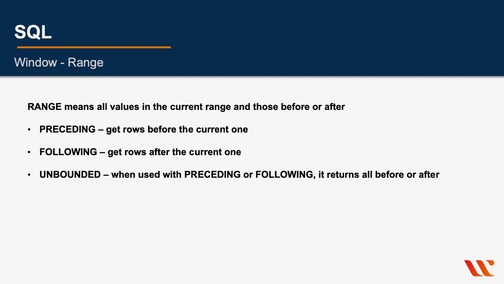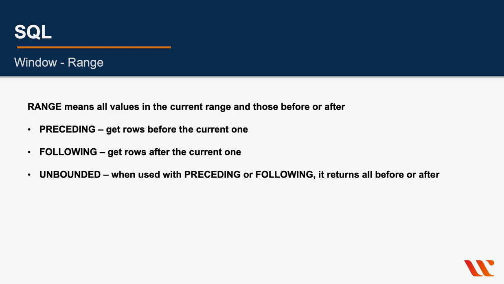Now so far we looked at rows, but what about range? So range means all the values in the current range and those before or after, including the gaps. So preceding gets rows before the current one, following gets rows after the current one, and unbounded, when used with the preceding or following, returns everything that's before or after. So wait, that sounds the same thing, right? That's the same as what we just talked about with rows.